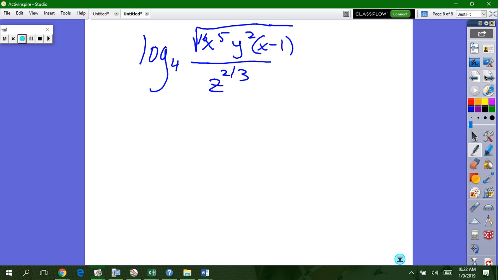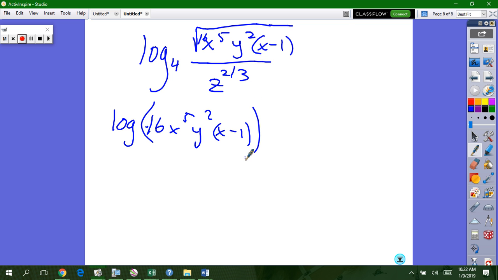Okay, so here's what I'm going to do. Log of 16x to the 5th y squared x minus 1, all raised to what power? 1/2. Right? Isn't that the square root, a half? Oh, log base 4, minus log base 4 of z to the 2/3.